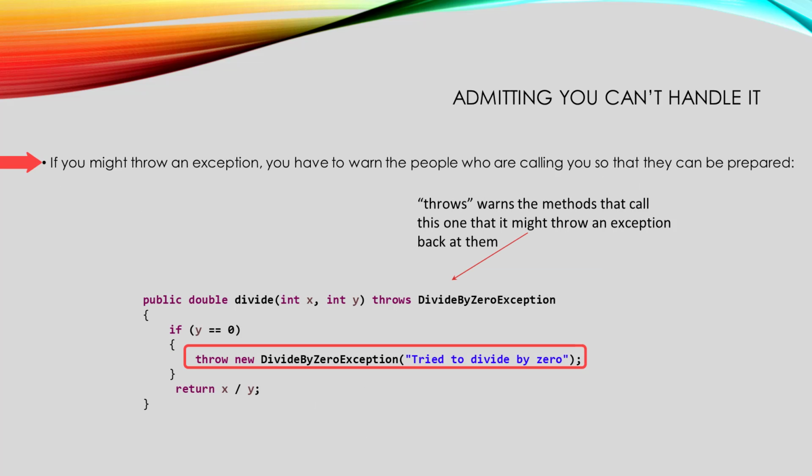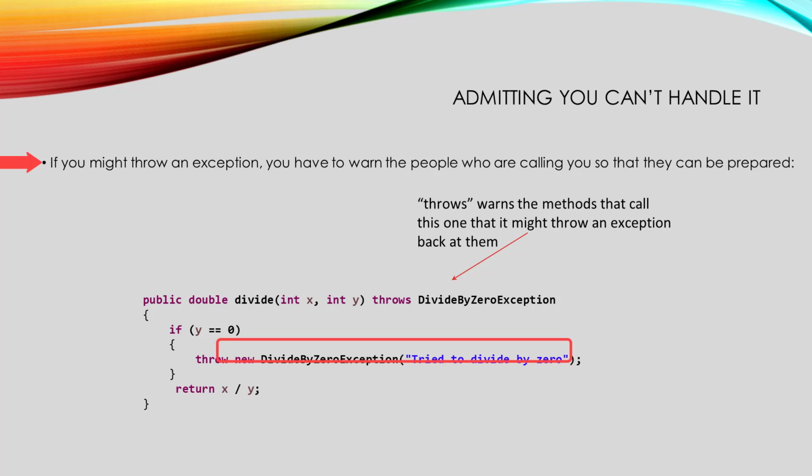If a method might throw an exception, we have to admit it up front. We have to add a throws clause to the declaration of the method, warning anyone who calls it that we might throw an exception at them. The compiler will use that to make sure that the places where the method is called either handle that exception or throw it on to whoever called them.